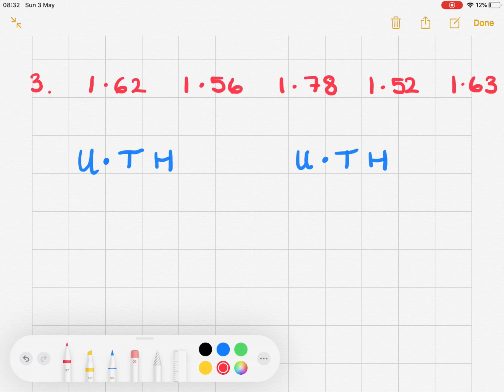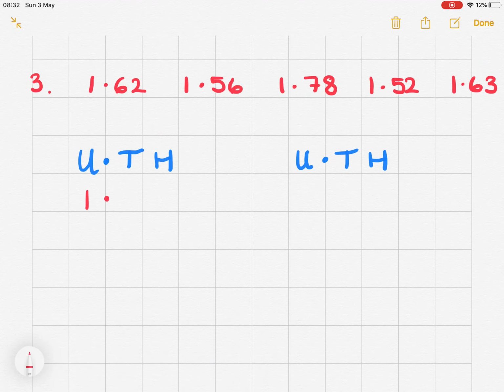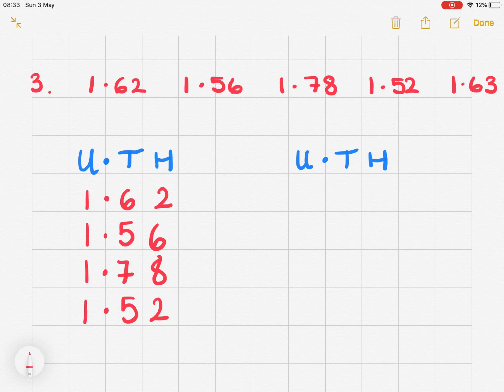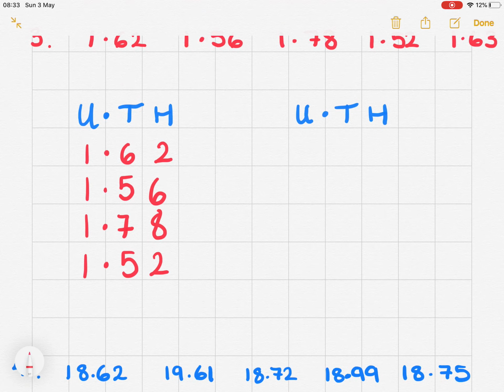Writing our numbers in, we've got 1.62, 1.56, 1.78, 1.52, and 1.63. Okay. We need to apply the same approach.